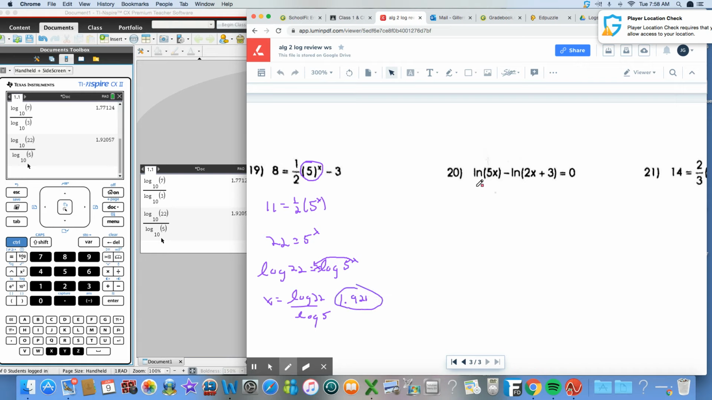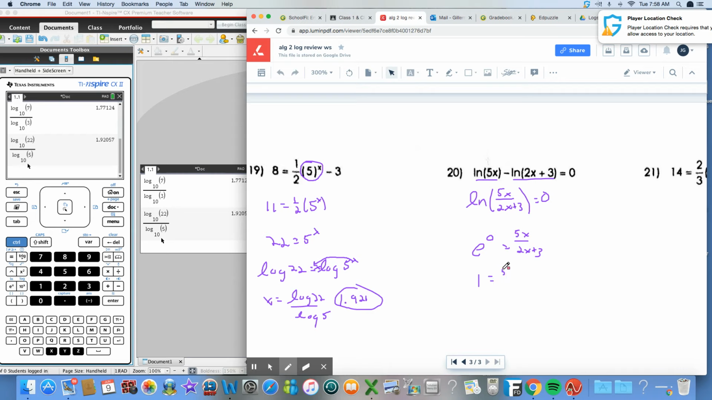All right, for 20, multiple logs on one side, you have to condense that. So this is going to be natural log, it's subtraction of 5x over 2x plus 3. All right, equals 0. Now, rewrite it into an exponential. What's my base? My base is e. So it's e to this power, which is 0, equals 5x over 2x plus 3. What's e to the 0? It is 1.